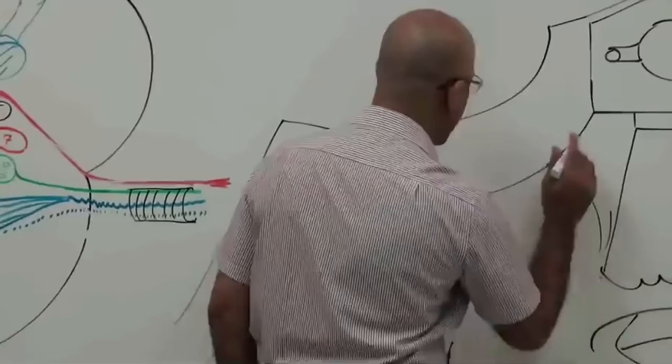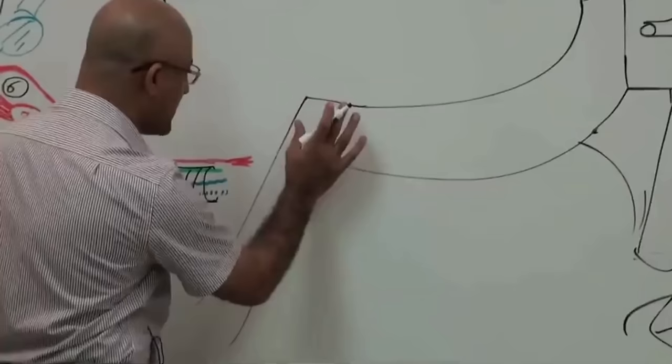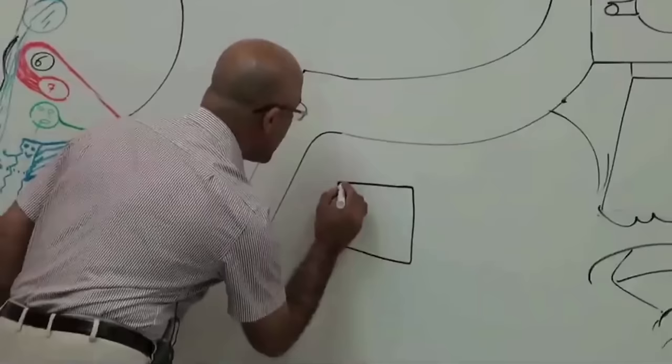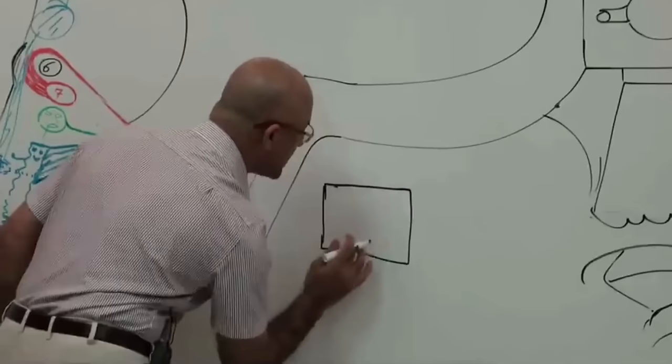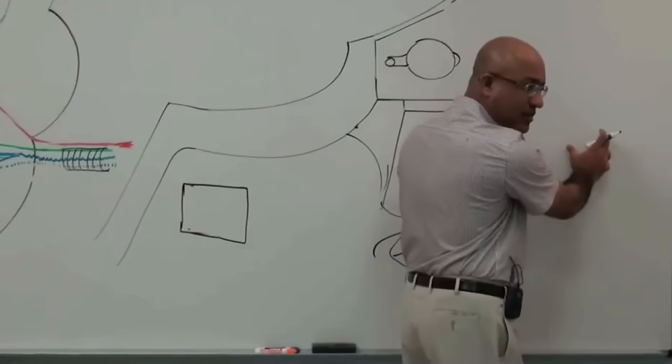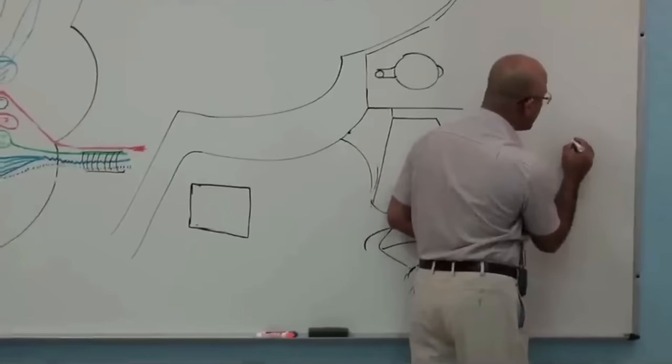Then, there is another very important landmark related with the facial nerve here. And that is, what is this? This is the middle ear. I want to show you the relationship of the facial nerve with the middle ear. Now, let me draw the middle ear more clearly. I'm going to draw the middle ear here and related with the external ear also. Let's suppose this is the external ear. You know, the middle ear is something like a cube.